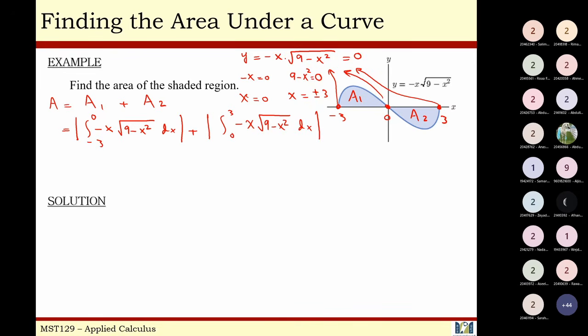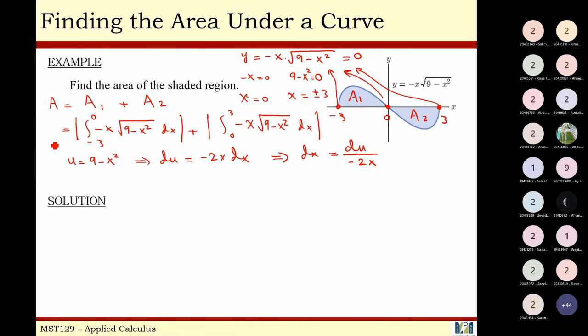Now, how do we find the integration? By substitution. So let u equal 9 minus x squared. So we have du equal minus 2x dx. So we can conclude dx equals du over minus 2x.